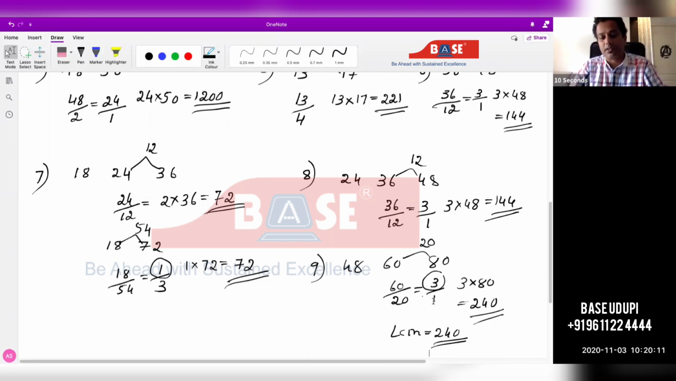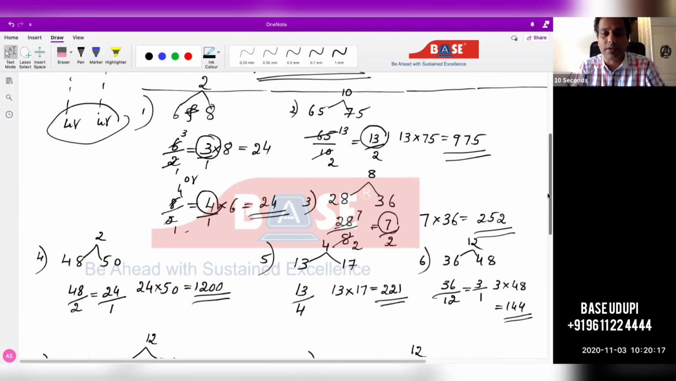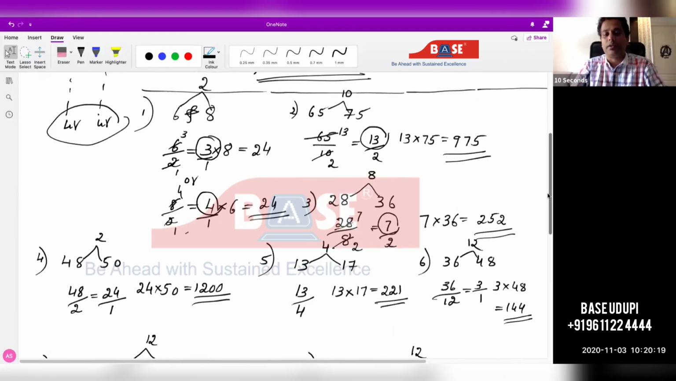Now it comes to the HCF part. Let me take the same example to make it easy for you to understand. How to find HCF? Here, question number 1, 6 and 8, the difference is 2. 3 is the numerator part which we use for LCM. Denominator is 1. So what is HCF?